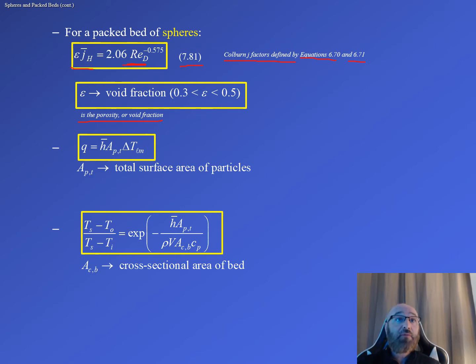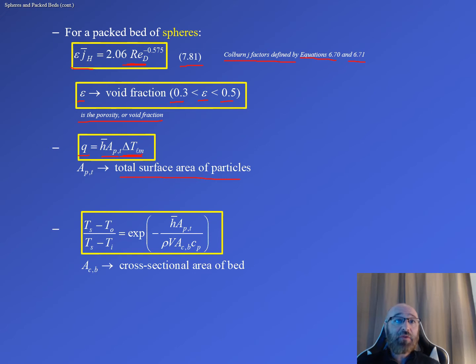Now, what is our void fraction, our porosity? Our epsilon here is going to be in the range from 0.3 to 0.5. Now, we also have this relationship down here for Q. The Q is equal to our H bar times our A sub P comma T times our delta T L, which we've already defined earlier within our lecture. So what is our A sub P comma T? Well, this is the total surface area of our particles that we can plug in there.